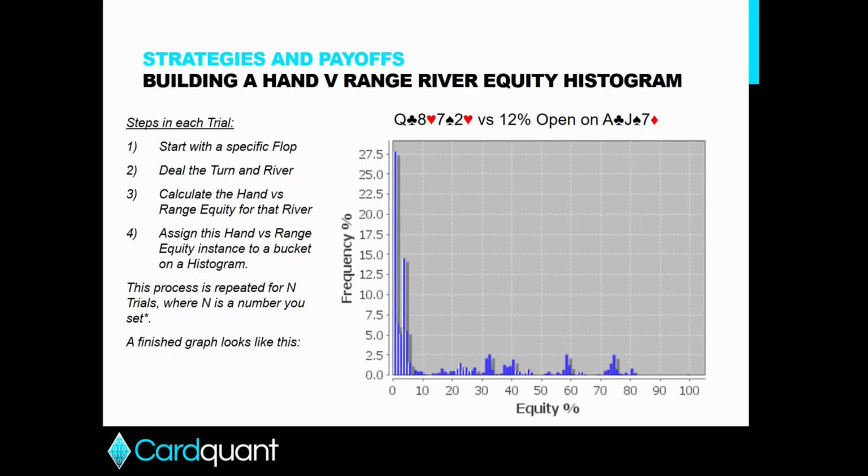Of course, that completes the king-queen, and then we see that there's this big spike of about 27.5% of flops where we have 0% equity. So there are plenty of situations where our opponent's entire range essentially beats us, and then most of the hands are bunched at sub 10%, but we've got a smattering between 20 and 60 dispersed at regular intervals.